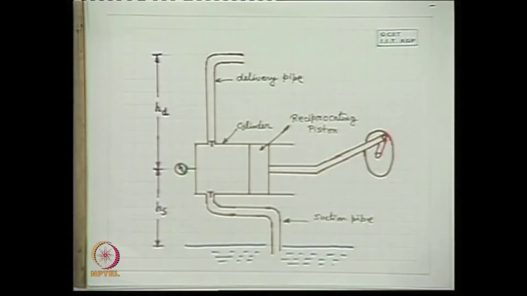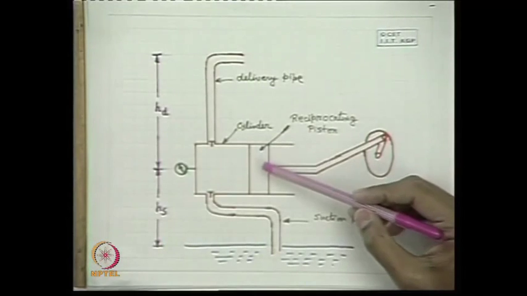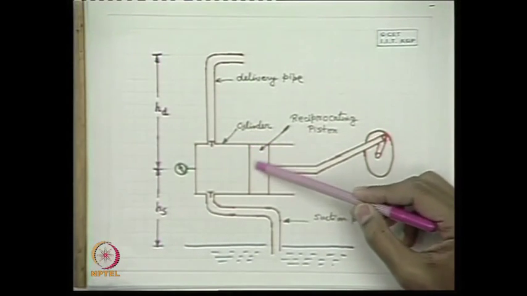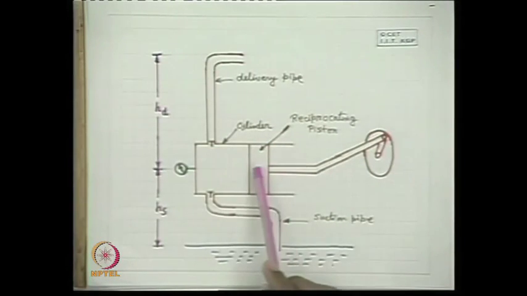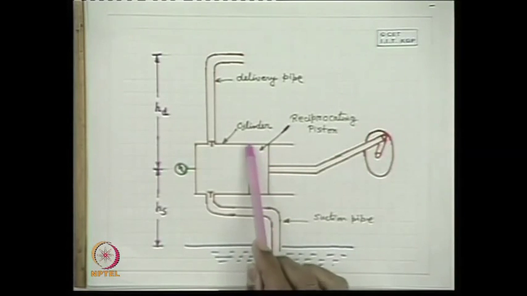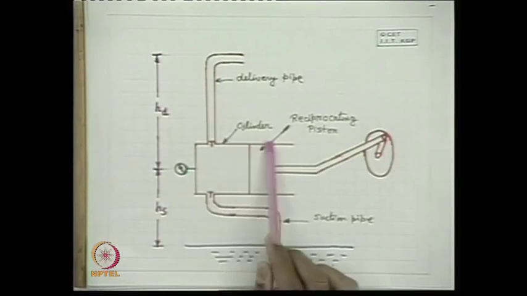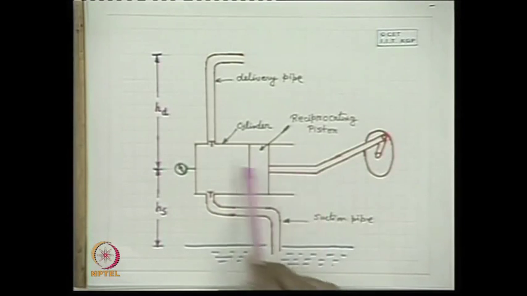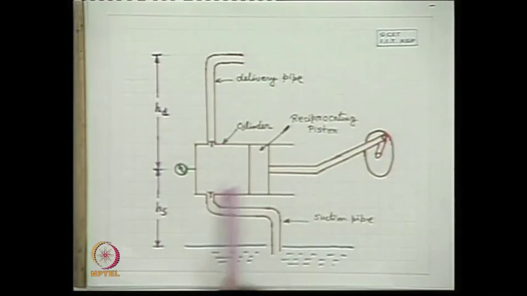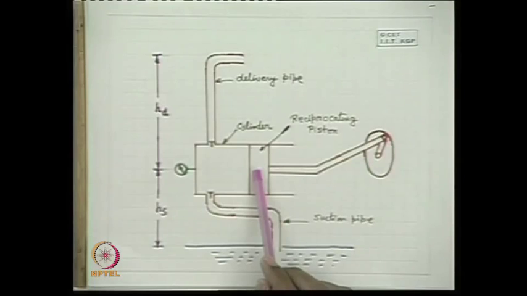So, let us see what a reciprocating pump is. If you look at the diagram, you see the reciprocating pump usually consists of a plunger or piston. This is a plunger or piston which executes reciprocating motion in a closely fitting cylinder. That means this is a cylinder where a closely fitting plunger or piston executes a reciprocating motion. Now, the reciprocating motion is executed between two extreme positions known as dead centers, between which the plunger or piston executes the reciprocating motion.